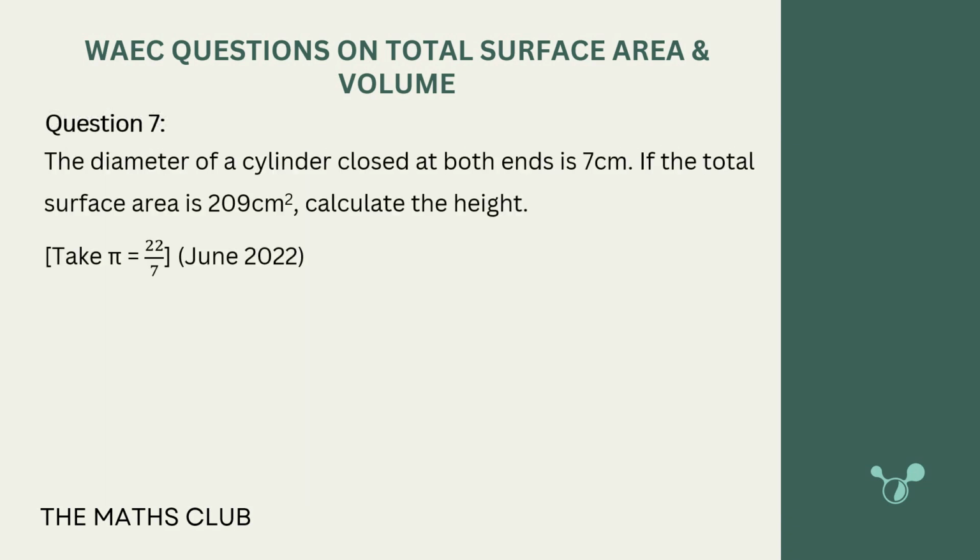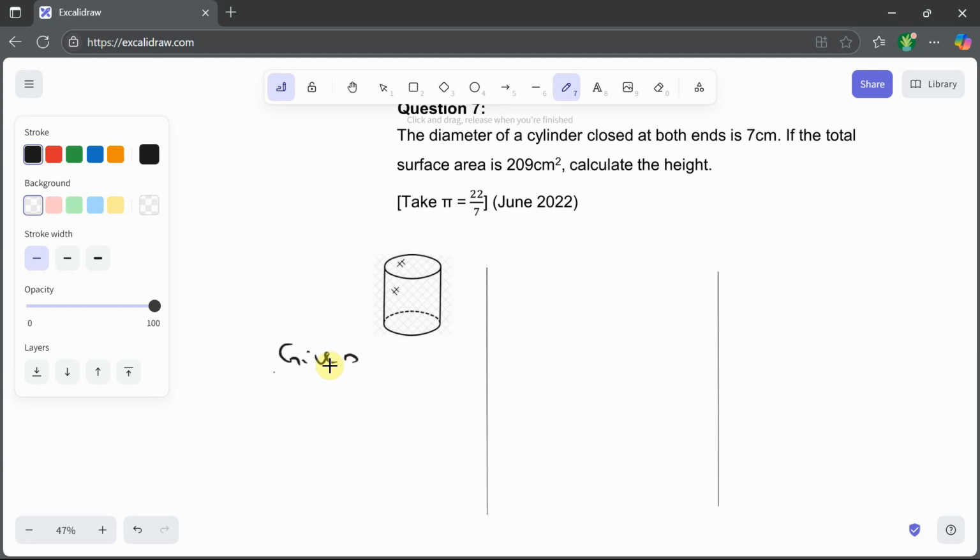Question 7 asks that the diameter of a cylinder closed at both ends is 7 centimeters. If the total surface area is 209 centimeters squared, calculate the height. Take pi to be 22 over 7. This is from June 2022. So what are we given? We are given the diameter to be 7 centimeters, so that means the radius is 7 over 2 centimeters, because that is D over 2.